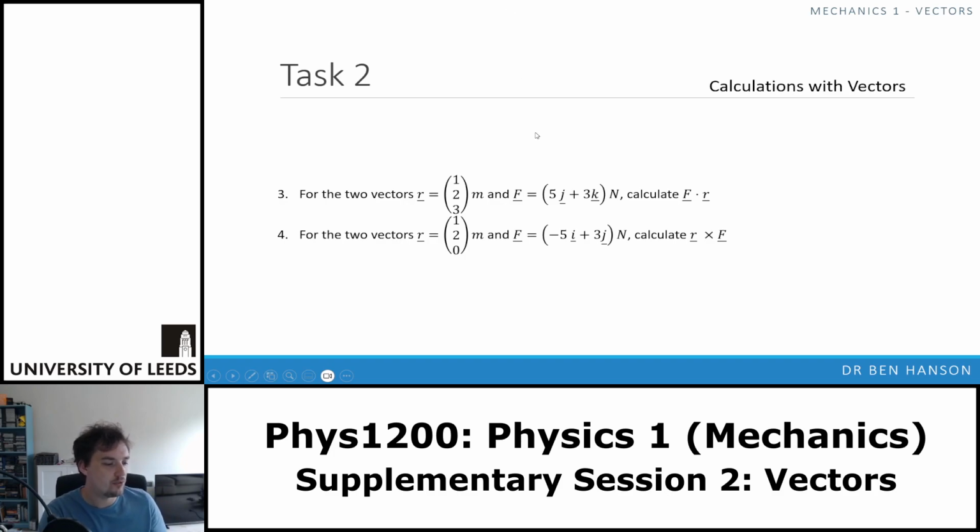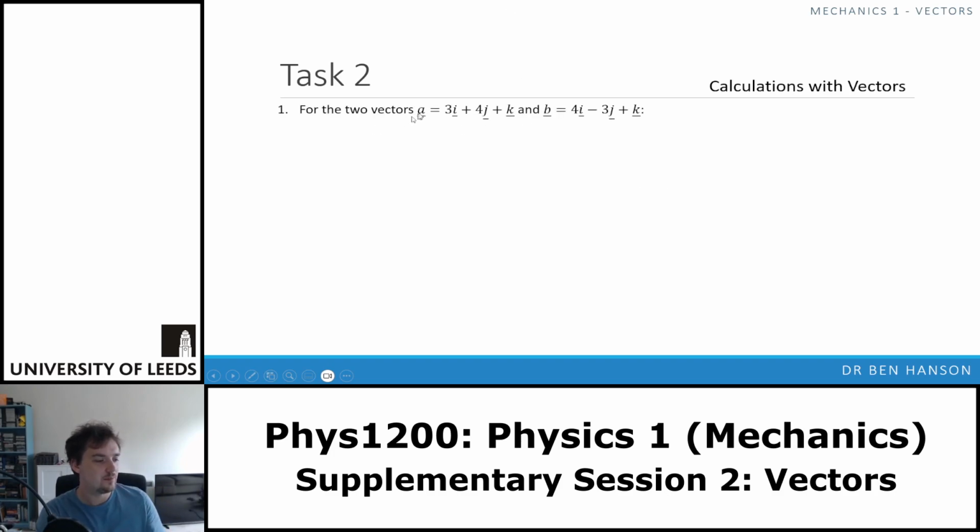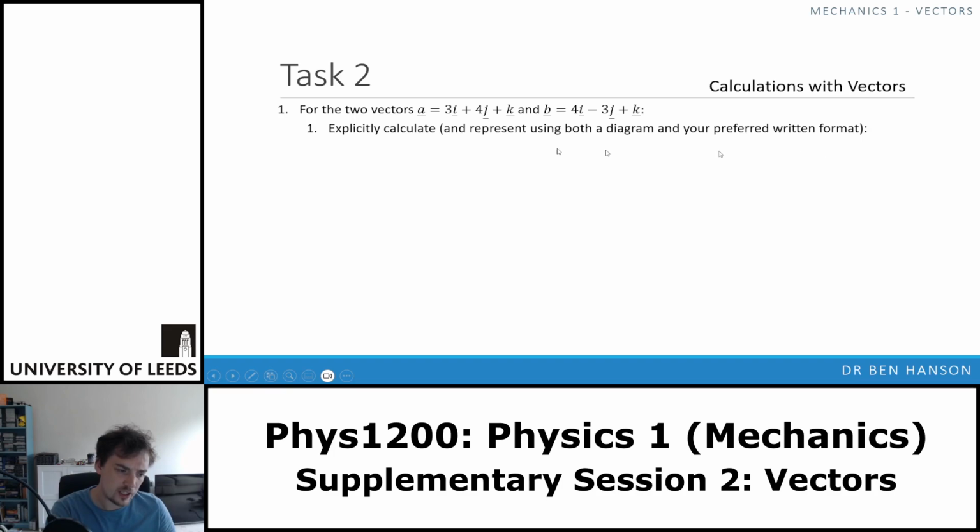Right, let's do some solutions. Two vectors: A is equal to 3i plus 4j plus k, and B is equal to 4i minus 3j plus k. We can do this. I've probably just done the algebra. Yeah, I've just done the algebra. I haven't done the diagram, sorry.